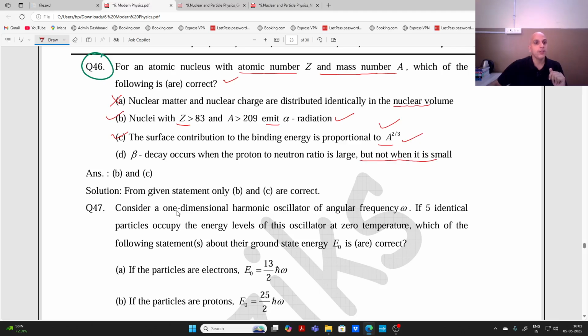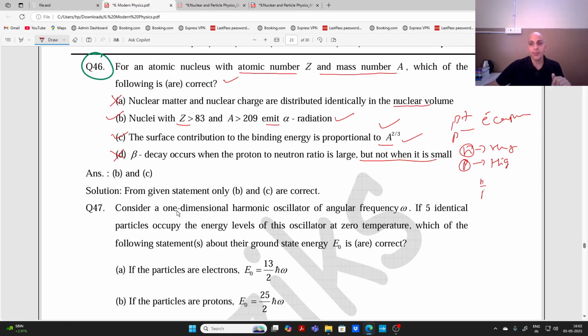It is again wrong, right? This will become clearer to you when we discuss the chapter on radioactivity, because beta decay, whether it is beta positive decay, beta negative decay, or electron capture, can take place if the number of neutrons is high or if the number of protons is high. If either number is high, then these three processes can take place. I will discuss this in detail.